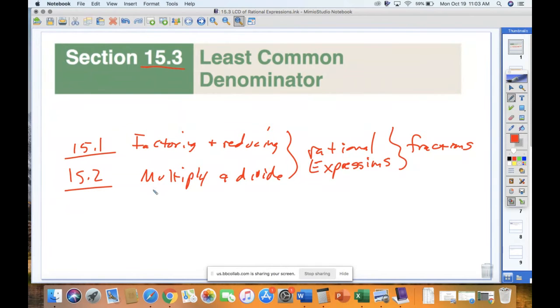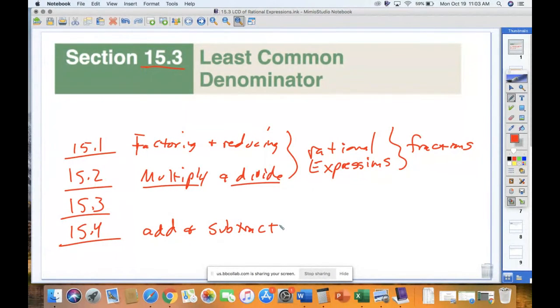The next thing we're going to do, now that we've done multiply and divide, is add and subtract fractions that look complex, and factoring is going to be involved. We're going to do it over two sections, 15.3 and 15.4. 15.4 is going to be adding and subtracting these rational expressions, which are just fractions, but they're going to have some factoring to get us there.